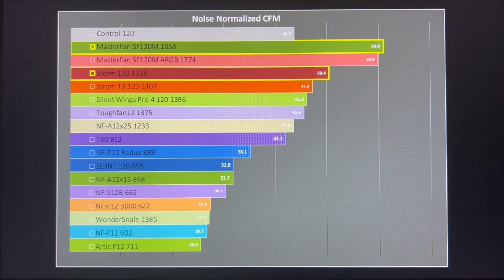Taking a look at data from noise normalized CFM testing, comparing all the different fans. So my control is at the top of the graph, and we have the Master Fan SF120M spinning at that 1,800 mark, moving 60.9 cubic feet per minute of air. The Master Fan SF120M ARGB version is slightly less, around 1 cubic foot per minute less of air.